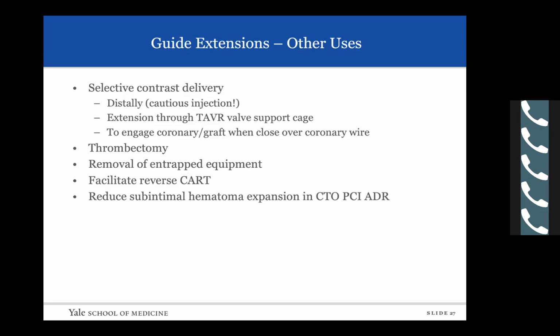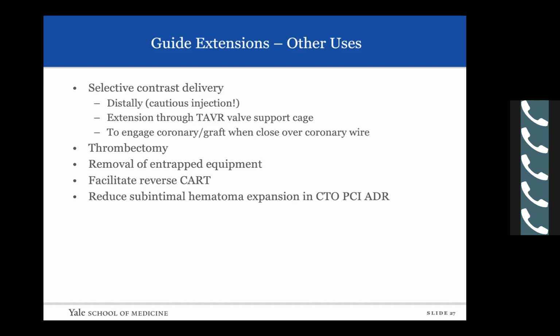Removal of entrapped equipment is key. So a lot of times you can put a guide extension down if a balloon got stuck, say, to cut the shaft of the balloon, put the guide extension over the balloon and the wire, pass the guide extension all the way to where the balloon has gotten stuck, and pull.